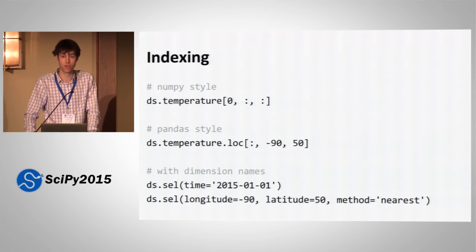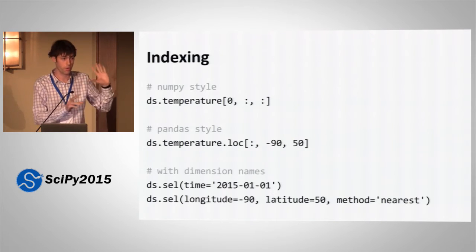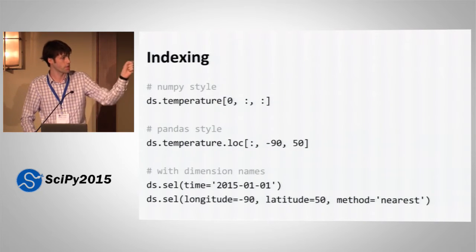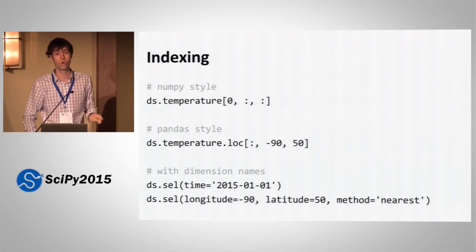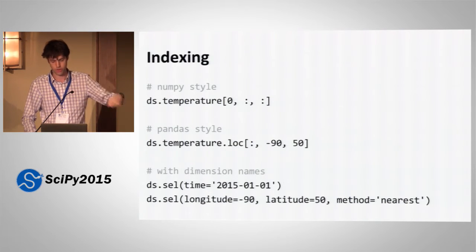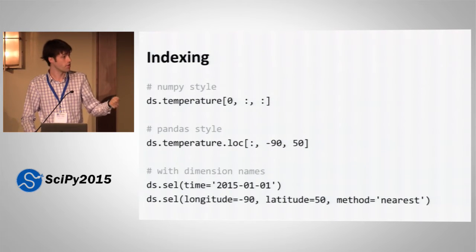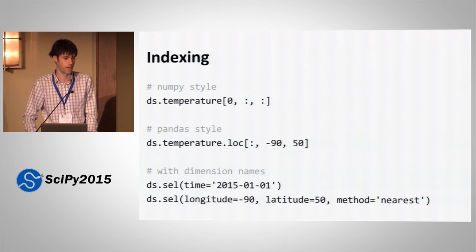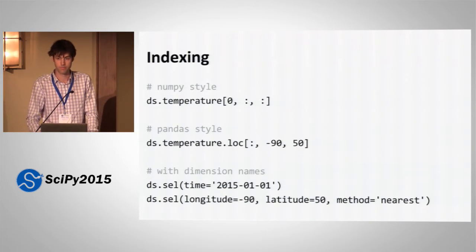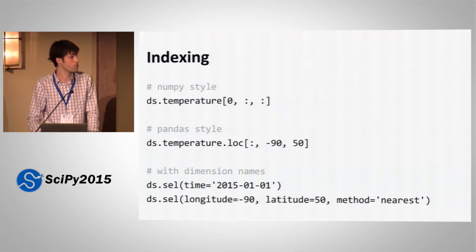So I don't have to worry about whether my time dimension is first or last or what the ordering is. I can just say take time and take me a particular time out along the time axis. Or instead of having to know that the second dimension is longitude, the third dimension is latitude, I can specify those. And this also gives us a hook, a place where we can add in some special types of indexing methods to do things like look up the nearest values if there's not an exact match. That's helpful for floating point numbers.